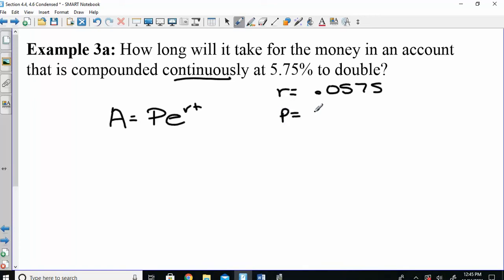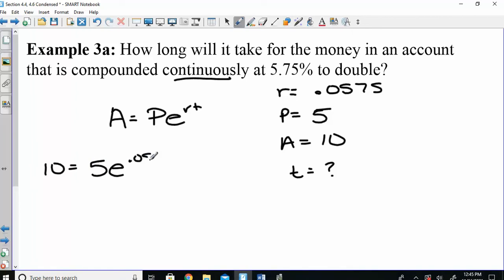Let's say we started with 5, 10, 2, any of those will work. Then how much would you end with? 10, or whatever you put in for your P, just double it for your A. We are trying to find how long, so we are solving for the t this time. So my A is 10 equals 5 e to the 0.0575 t.